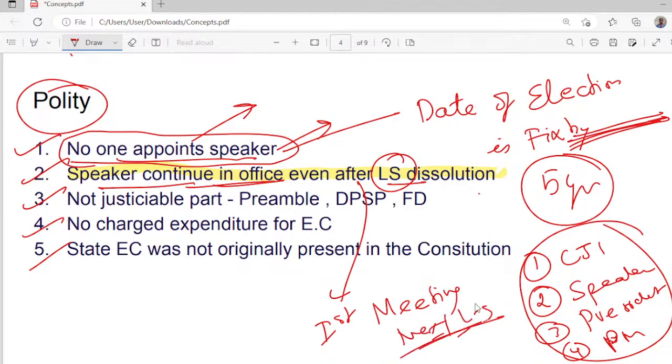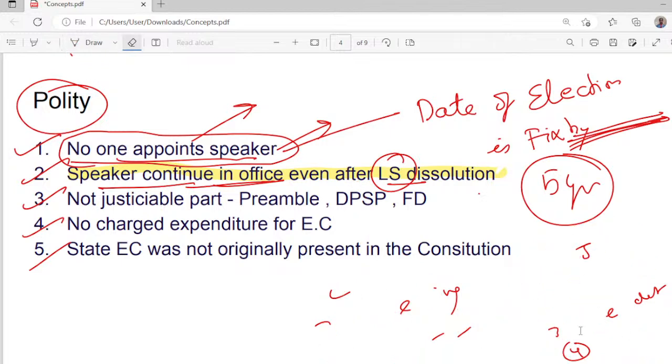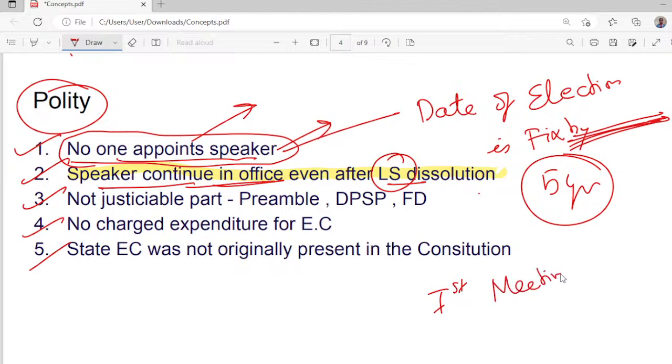Okay. Till the first meeting of the next Lok Sabha, the speaker continues to be the speaker. The speaker continues to be the speaker even after the dissolution of Lok Sabha, and he will be speaker till the first meeting of next Lok Sabha. Understood? All of you writing it?